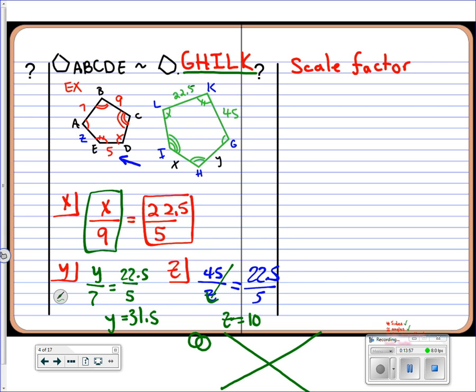So it's real common for the z to be put on top and the 45 on the bottom because you're used to putting the variable on the top over here. But that was only because of the way I pulled those sides, okay? So just be careful about that.